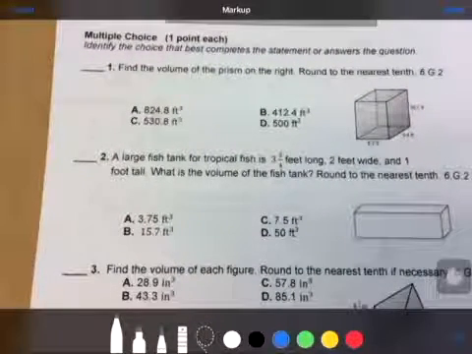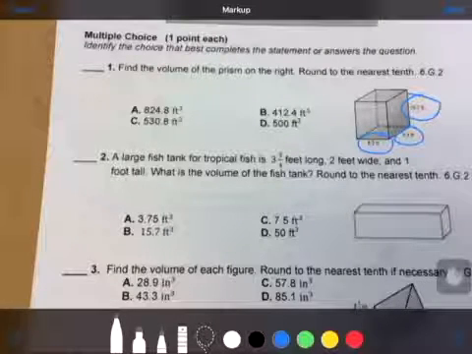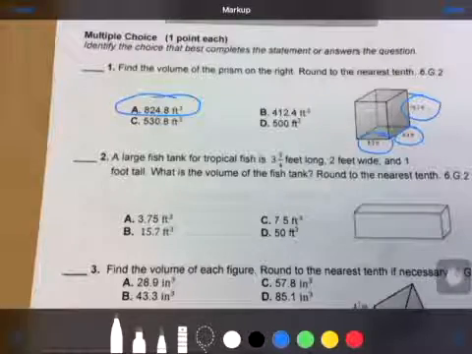So number 1 is to find the volume. All you should need to do is multiply the length, the width, and height in your calculator. And if you round it, you should get letter A.